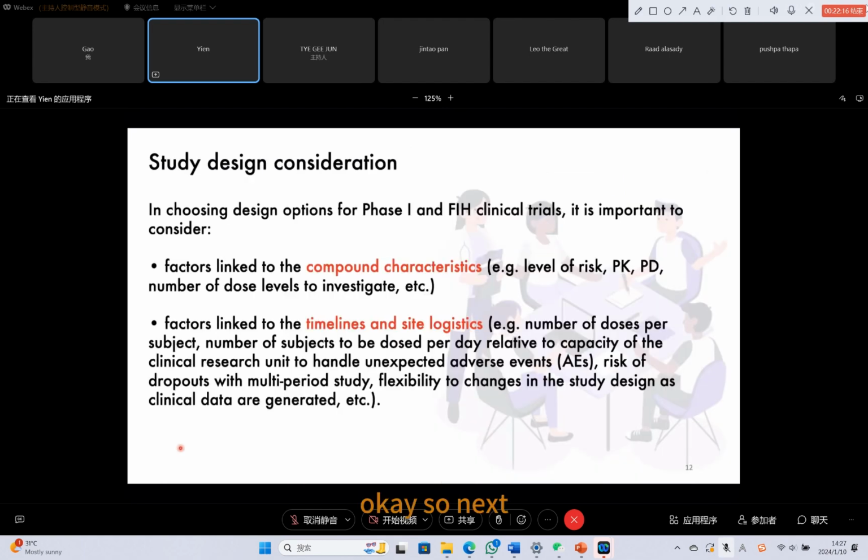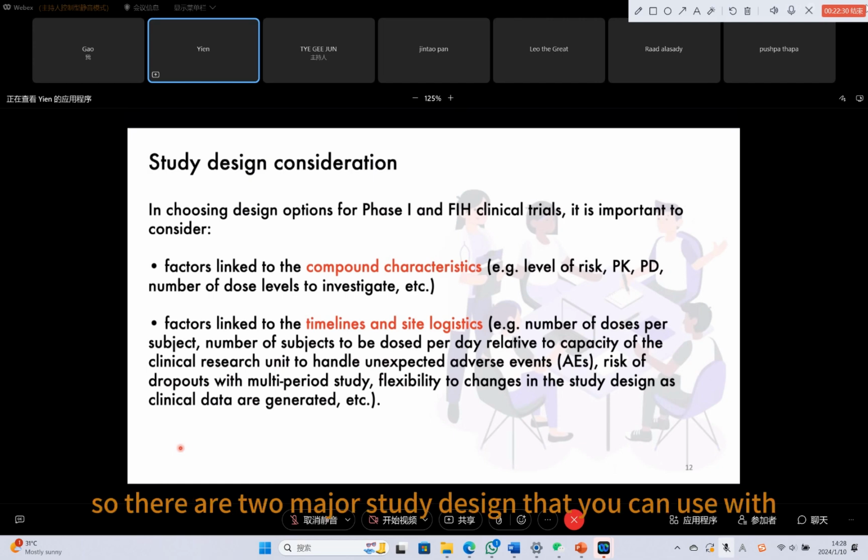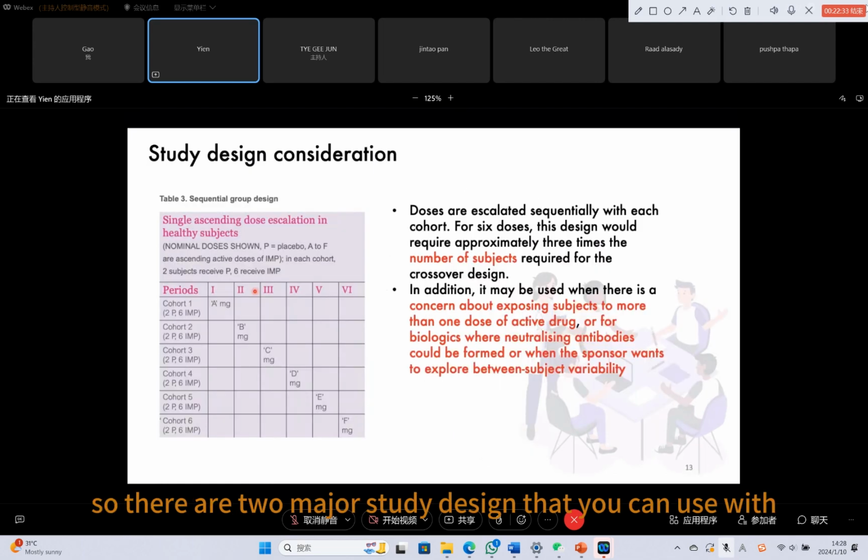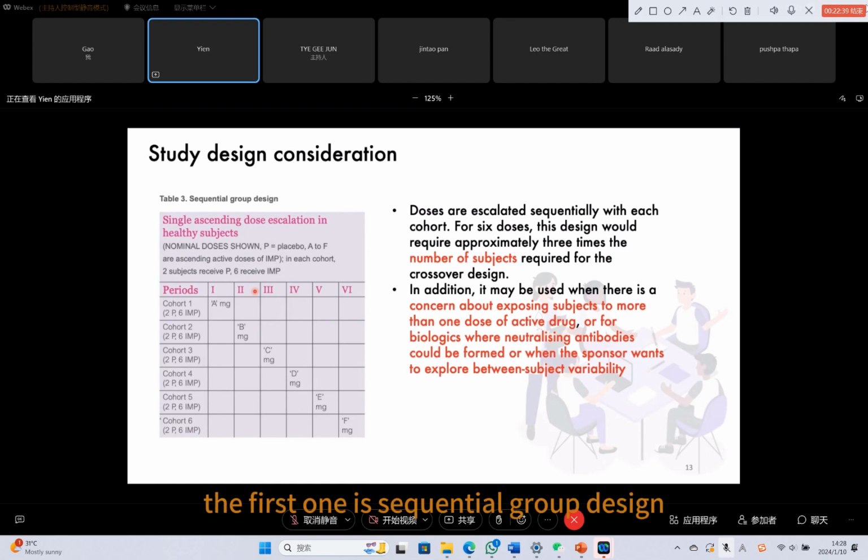Okay. So next is the study design consideration. When you are doing phase 1 clinical trials, which is a first in human trial, it is important to consider the compound characteristic and timeline and site logistics. So there are two major study designs that you can use. The first one is sequential group design, and the second one is crossover study design.